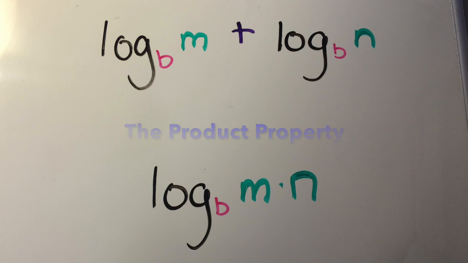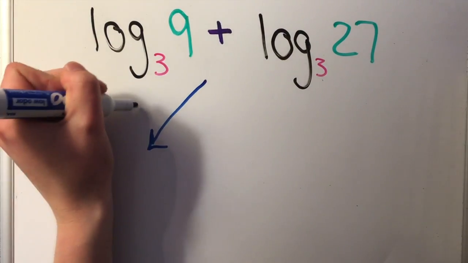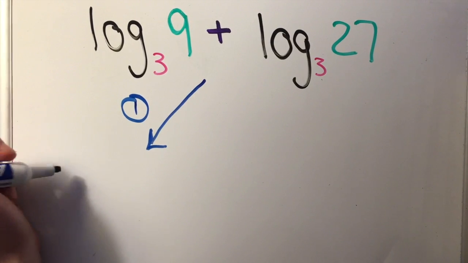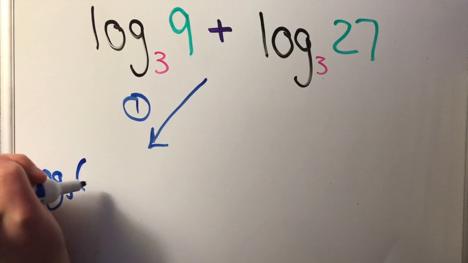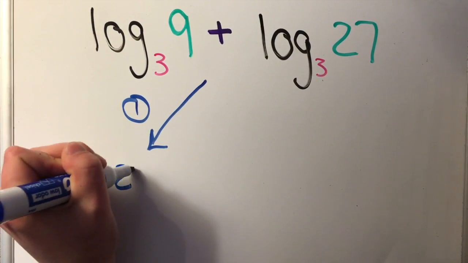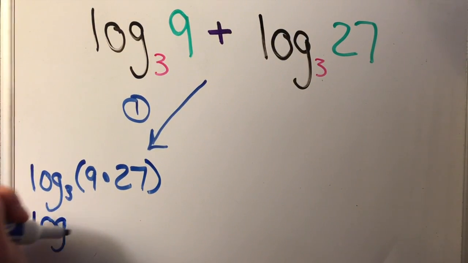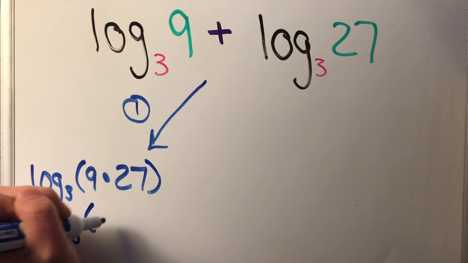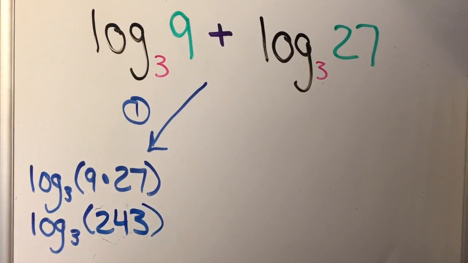The product property. There are two ways to go about simplifying an expression using the product property. To use this property, use logs with the same base and multiply their arguments. In this case, we have log base 3 of 9 plus log base 3 of 27, so we multiply the arguments 9 and 27. 9 times 27 is 243, and by using the definition of a logarithm, we know that 3 to the 5th power is 243.